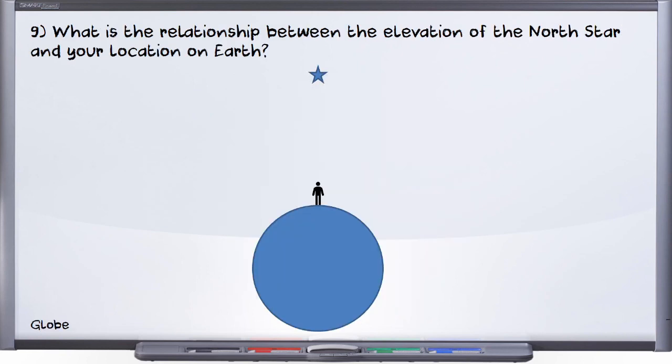You're probably aware that the North Star remains fixed in the sky while all the other stars seem to rotate around it at night. So here we have a viewer on the North Pole looking straight up at the North Star. Now the angle between the horizon and that North Star should be 90 degrees here. But let's go further south and see what happens there. As you go a little further south, the angle decreases.